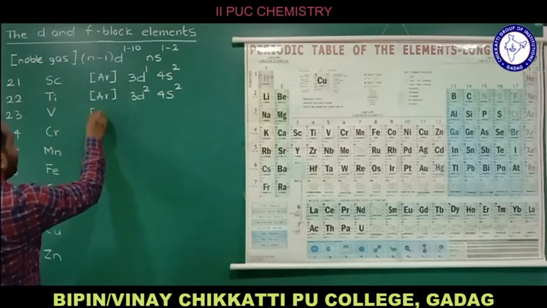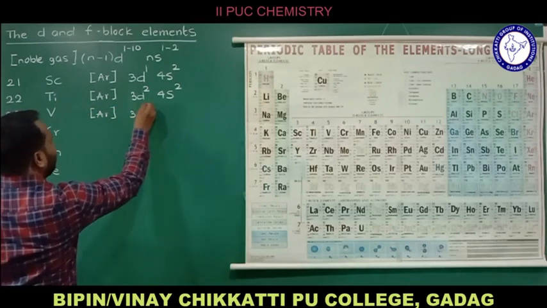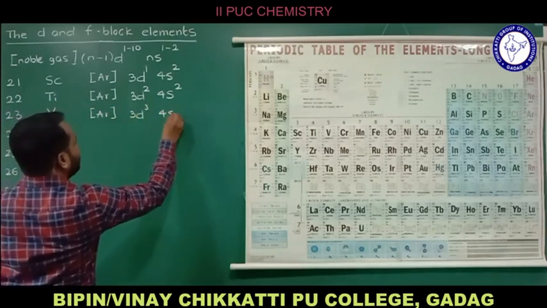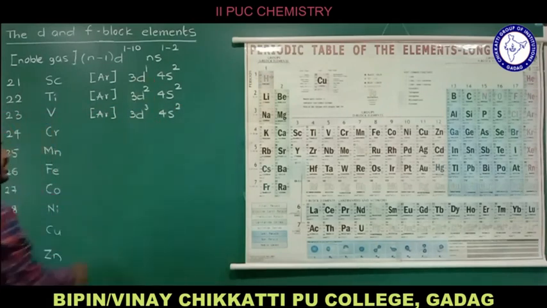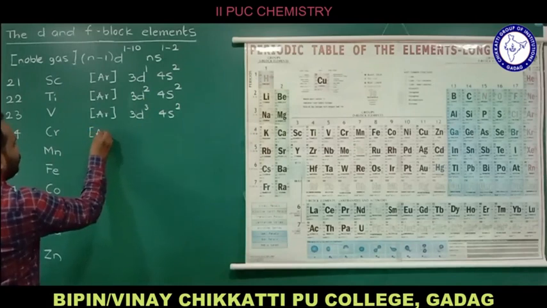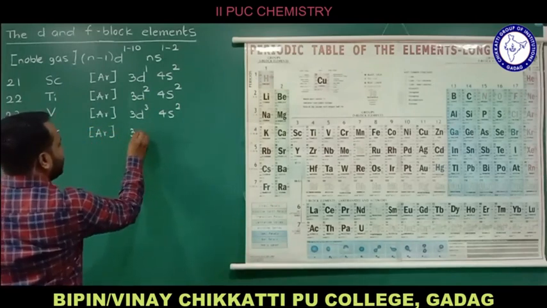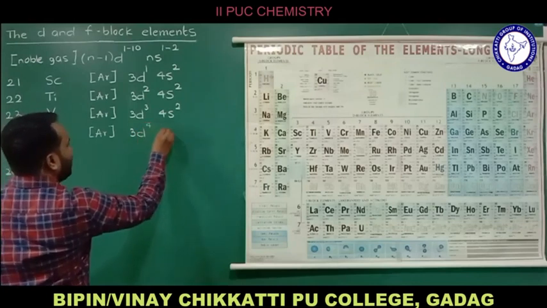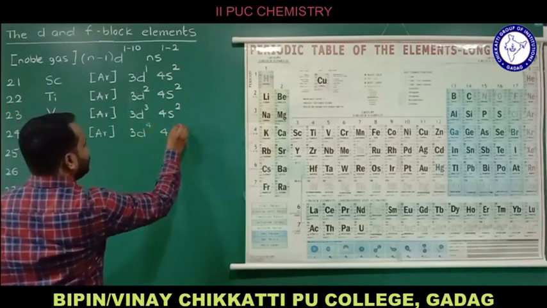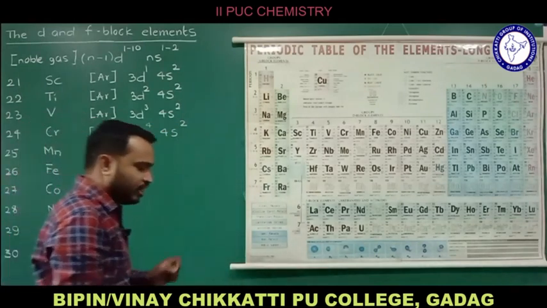For vanadium, I can consider argon and now we can write it directly. I hope you understood the concept of how the d orbital is going to be filled. So 3d3 we have. Whereas in the case of chromium, I am going to write the electronic configuration as Ar 3d4 4s2. So this is the electronic configuration of chromium what I have written.